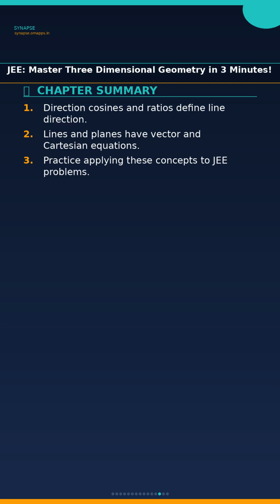To quickly summarize, we covered direction cosines and ratios, which define a line's direction. We also learned about the vector and Cartesian equations for both lines and planes. Remember to practice applying these concepts to different JEE problems.